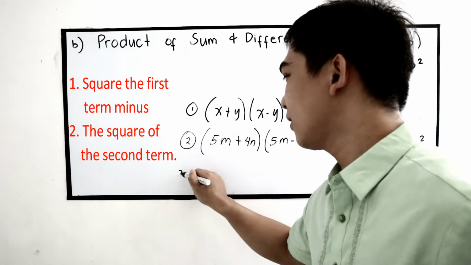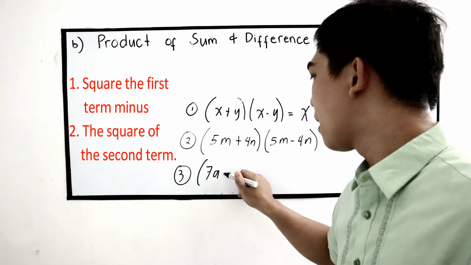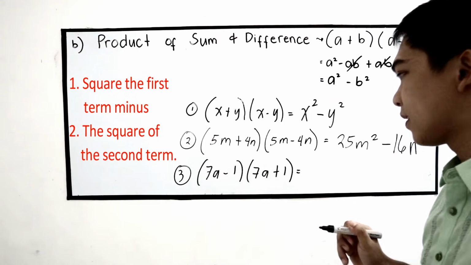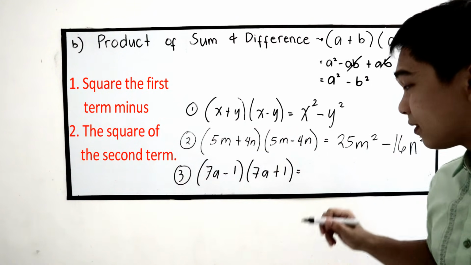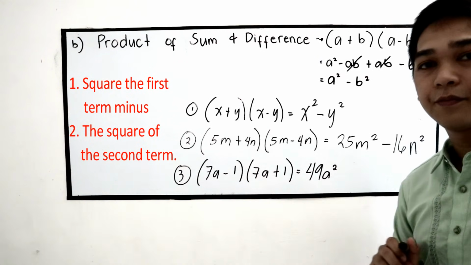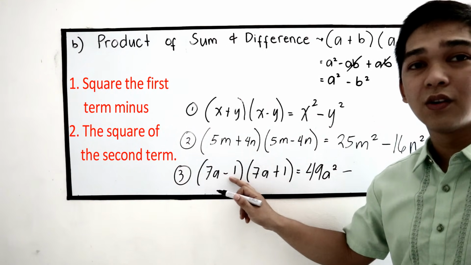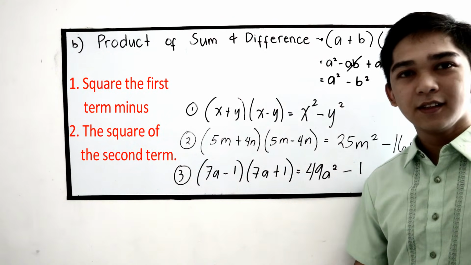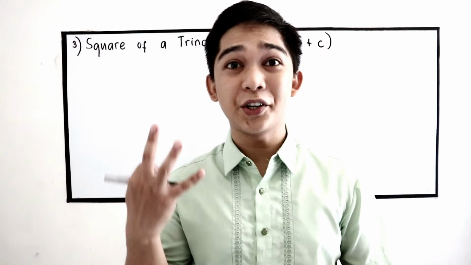Another one: (7a - 1)(7a + 1). 7a squared, so 7 squared is 49, then a squared. Minus, b is 1, so 1 squared, 1 times 1 is 1. So that is the product of sum and difference. And now let us proceed to the third one.